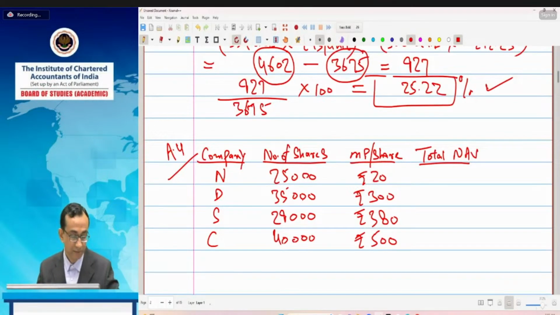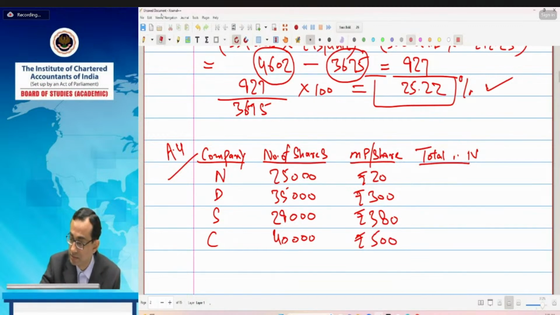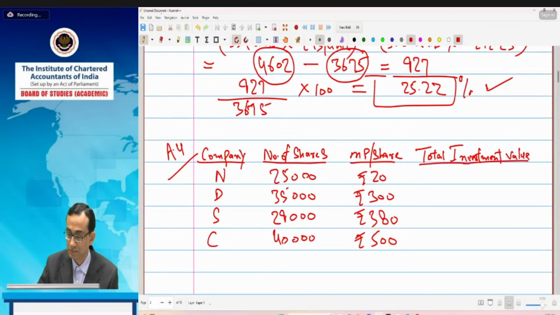So let us calculate it. We will multiply the number of shares with the market price. We will write it, preferably, as the investment value. Okay, now let us multiply it. 25,000 multiplied by rupees 20 is equal to 5 lakh. It is coming to 1 crore 5 lakh.